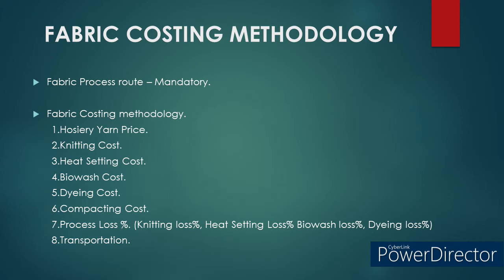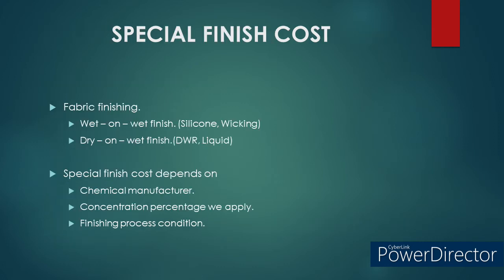Number 7. After summing up all the above 6 costs, need to consider the process loss that happened in each and every process like knitting loss, heat setting loss, biowash loss, dyeing loss based on the shade we dye, and there won't be any loss in compacting. Number 8. If any transportation is involved, need to consider the freight charge based on the distance to be covered for delivery. So far, what we have seen is the fabric costing methodology for regular finished fabrics.